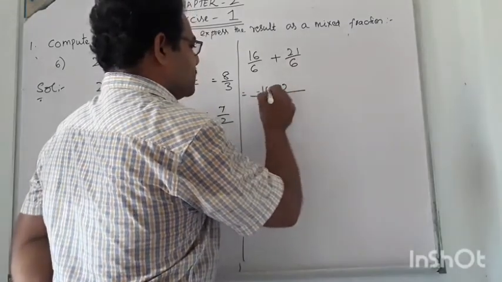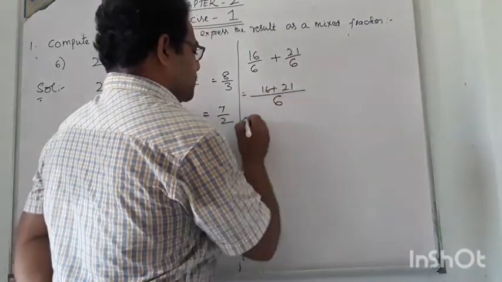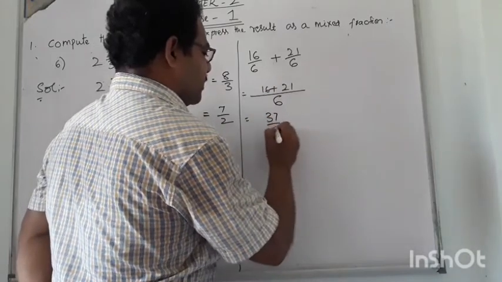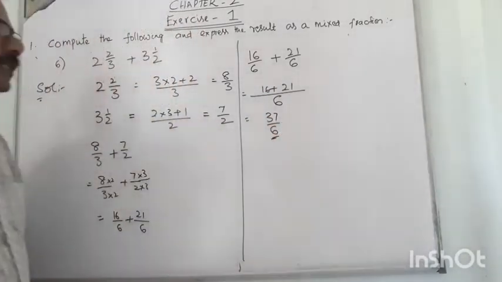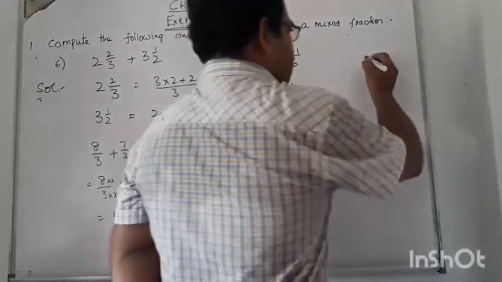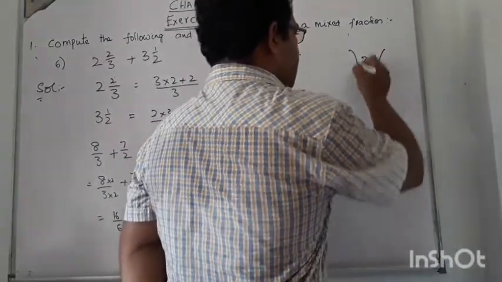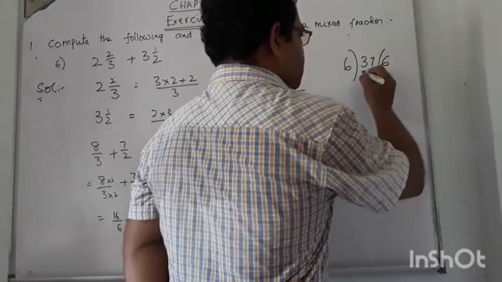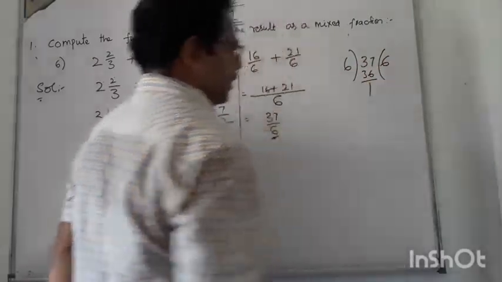16 plus 21 is equal to 37 by 6. 37 by 6 is an improper fraction, that should be converted into a mixed fraction. That means 37 is divided by 6. 6 sixes are 36 and 1 is the remainder.